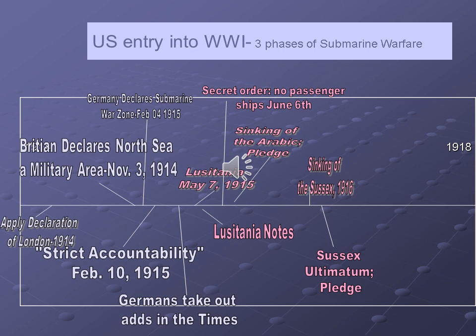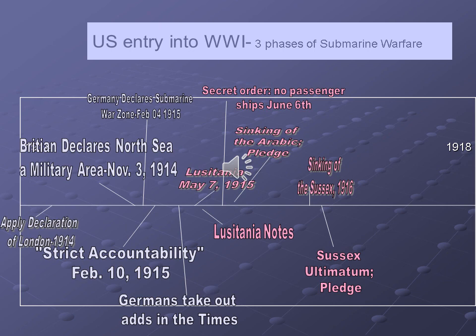So basically what happens at the end of this is Germany sends out a secret order to all their submarines saying that, starting June 6th, we are no longer going to sink passenger liners. British or French or U.S., no passenger liners, period.